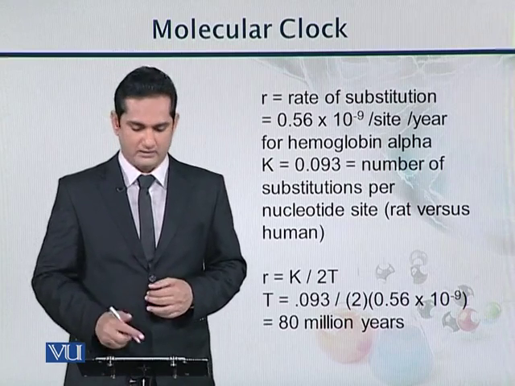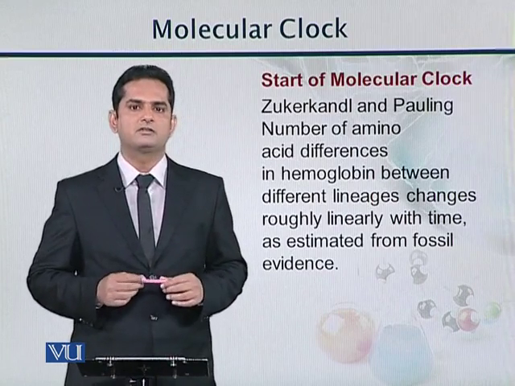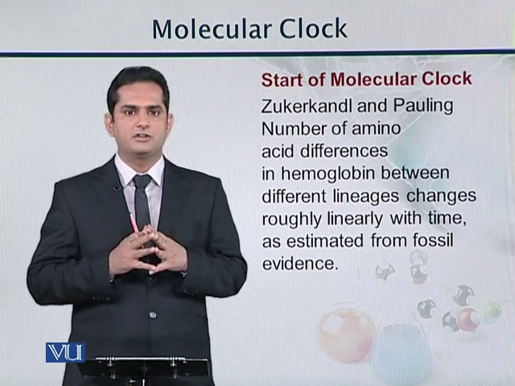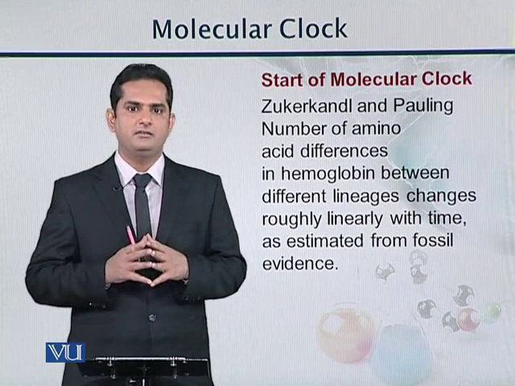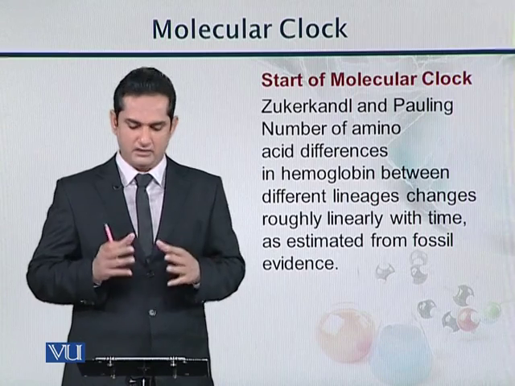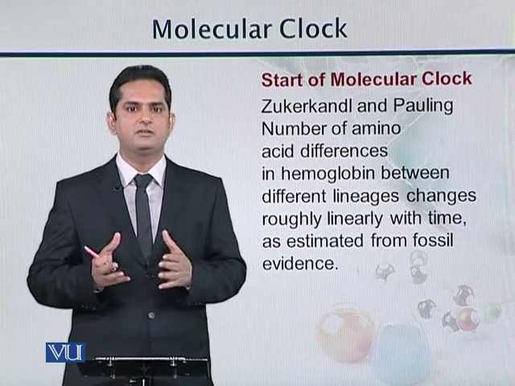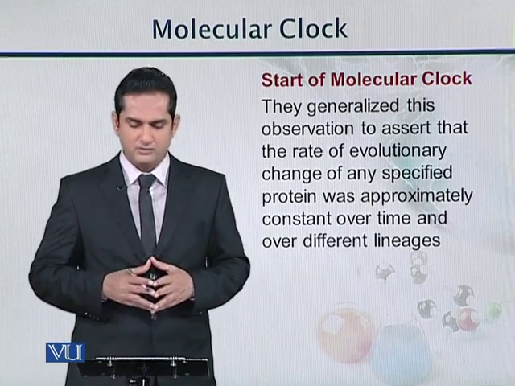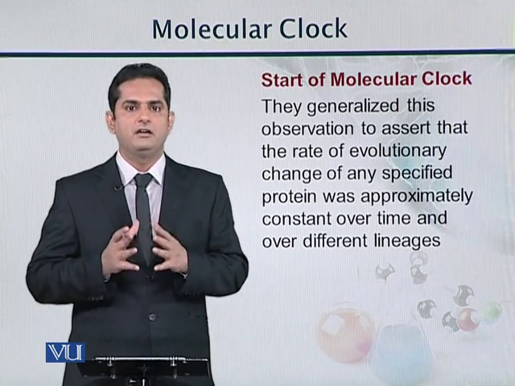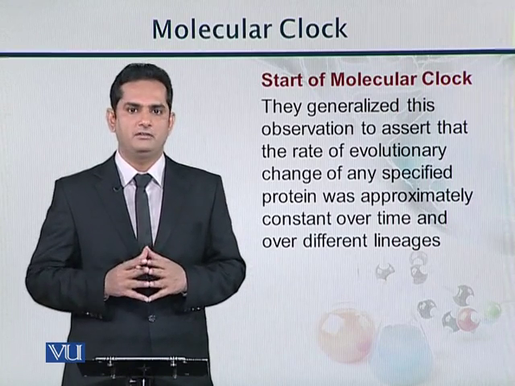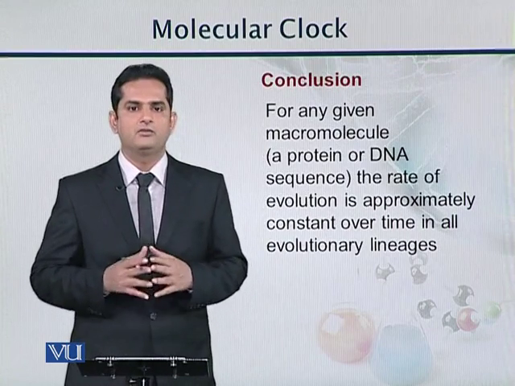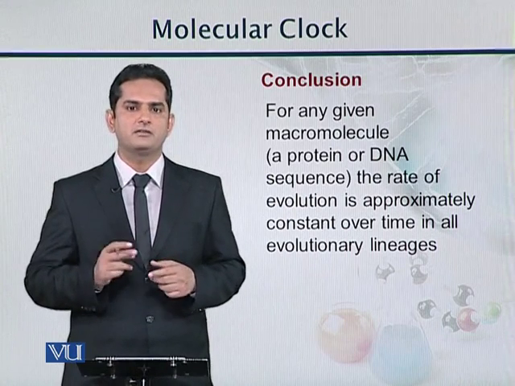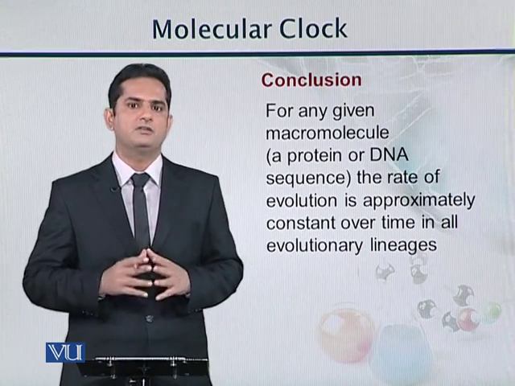When this molecular clock started, there were scientists Zuckerkandl and Pauling who studied the interrelationship between different proteins, and they said that these protein structures remain constant among different lineages of organisms. Based on this information, they generalized that if this change between amino acids is constant, then it should be constant for all other proteins. Similarly, if it is constant among different protein molecules, then it should be constant for molecules of DNA, RNA and protein structures.